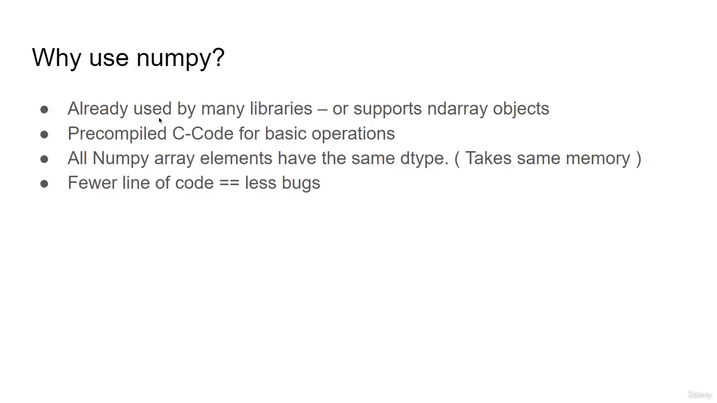So why use NumPy? First of all, it's a fundamental library and is used by many other libraries. It has precompiled C code for basic operations, which leads to very fast speed of operation. All the elements of a NumPy array need to have the same data type, which leads to less memory usage. Also, fewer lines of code will lead to fewer bugs.